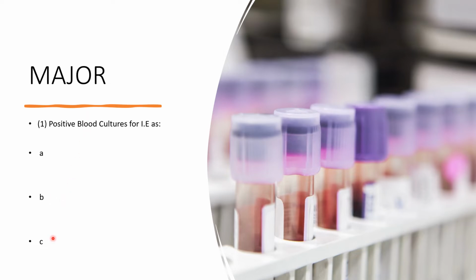Or lastly, a single positive blood culture for Coxiella burnetii or an antiphase 1 immunoglobulin G antibody titer that is greater than 1 to 800. So if you're able to get either A, B, or C under positive blood culture, then you are fine as having one major criterion.